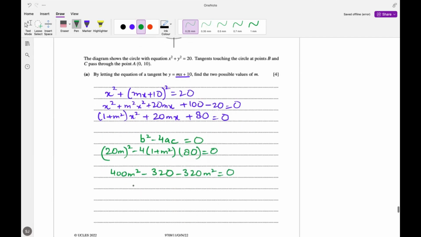400m squared minus 320m squared is 80m squared, and we can bring the 320 on the other side. So m squared will be equal to 320 upon 80, which is equal to 4. So m will be equal to the square root of 4, which is equal to plus 2 and minus 2.